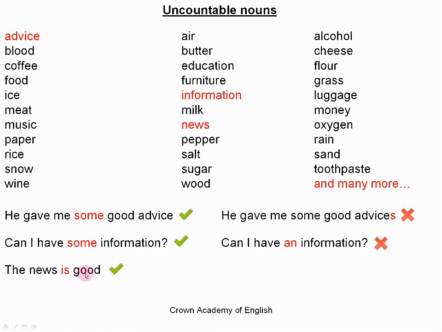And we say the news is good. Okay? News is always singular in English. So even though there is an S at the end, it is singular. We do not say the news are good. In English, that is wrong. That is a big mistake. This list here is just a few examples. There are many, many more examples.